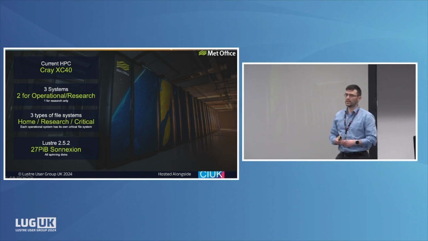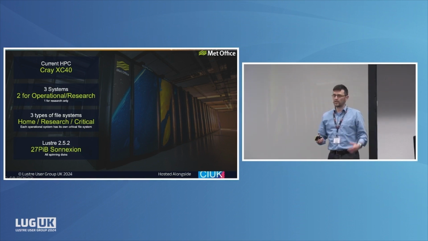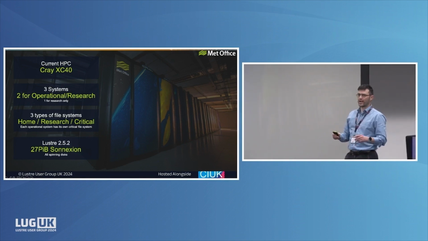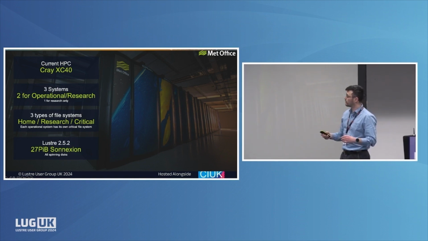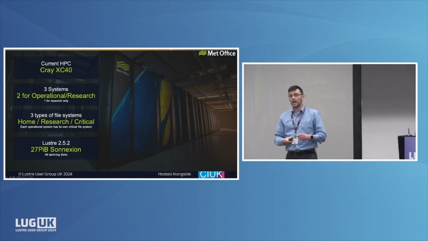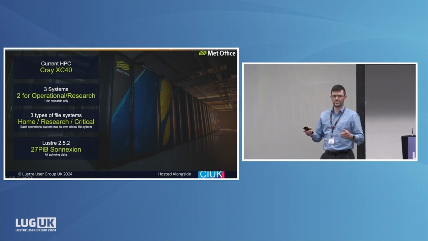It is composed of 3 systems. They are like Haswell, Broadwell, around 3,000 nodes each. And of these 3 systems, 2 are for operational work, and this is for resilience reasons. So if one supercomputer goes down, then all our weather models move to the other supercomputer. And we have one that is only for research, which, strangely enough, is the largest one.